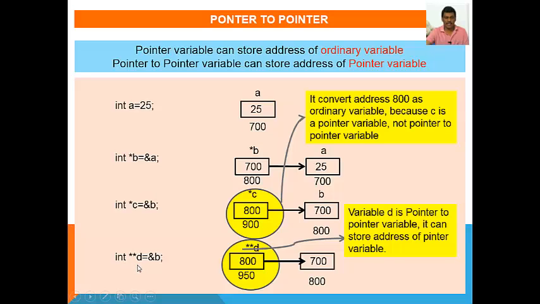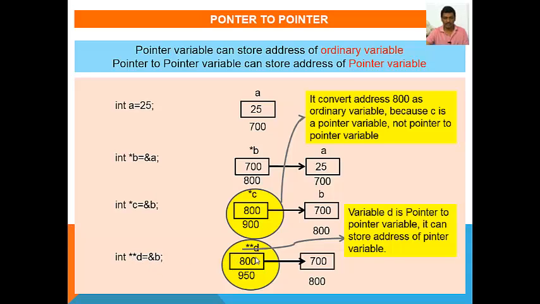Integer double star d. If we put a double star before the variable at the time of declaration, it is called a pointer to pointer variable. Equal to ampersand b: here we assign the address of b into the pointer to pointer variable. A pointer variable can store the address of an ordinary variable. A pointer to pointer variable can store the address of a pointer variable. b is a pointer variable, so we can store the address of b into a pointer to pointer variable.